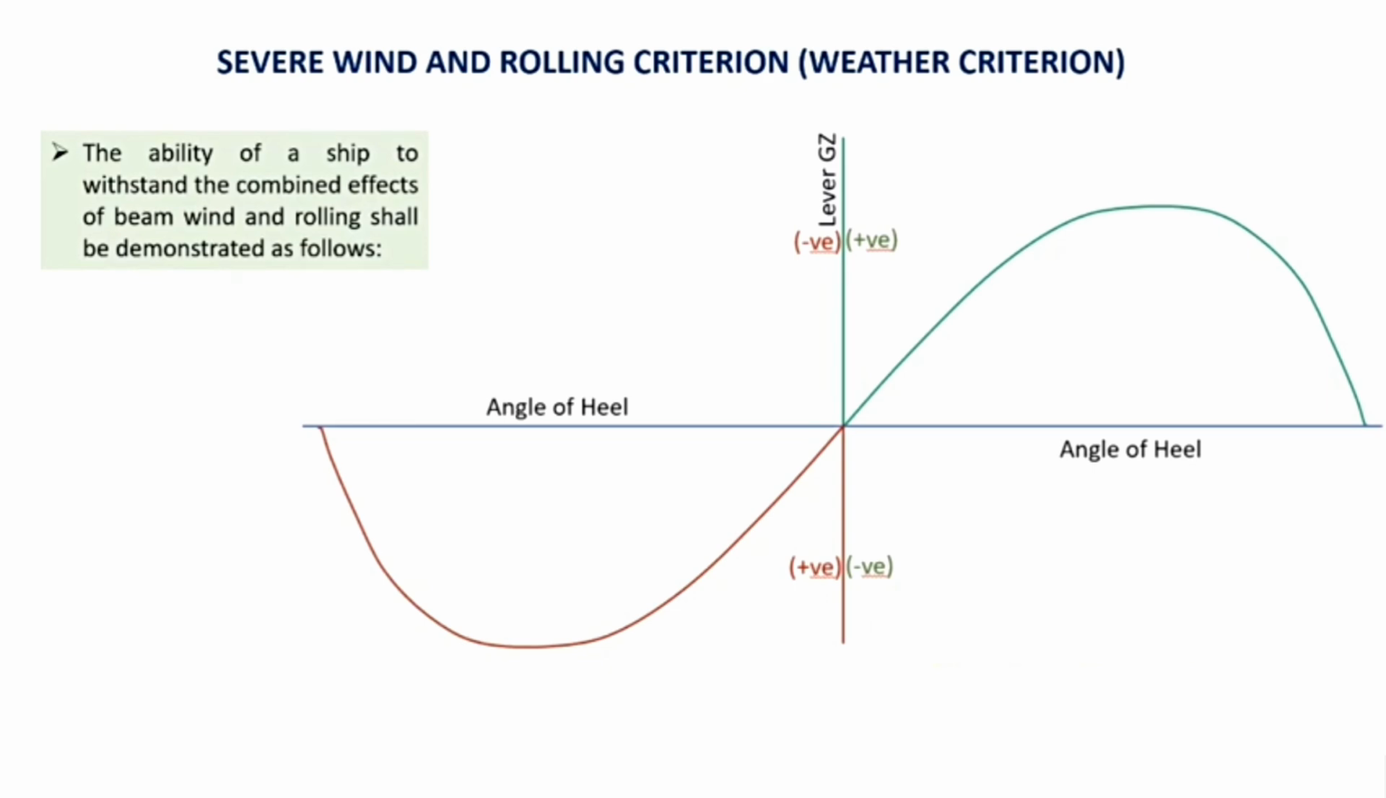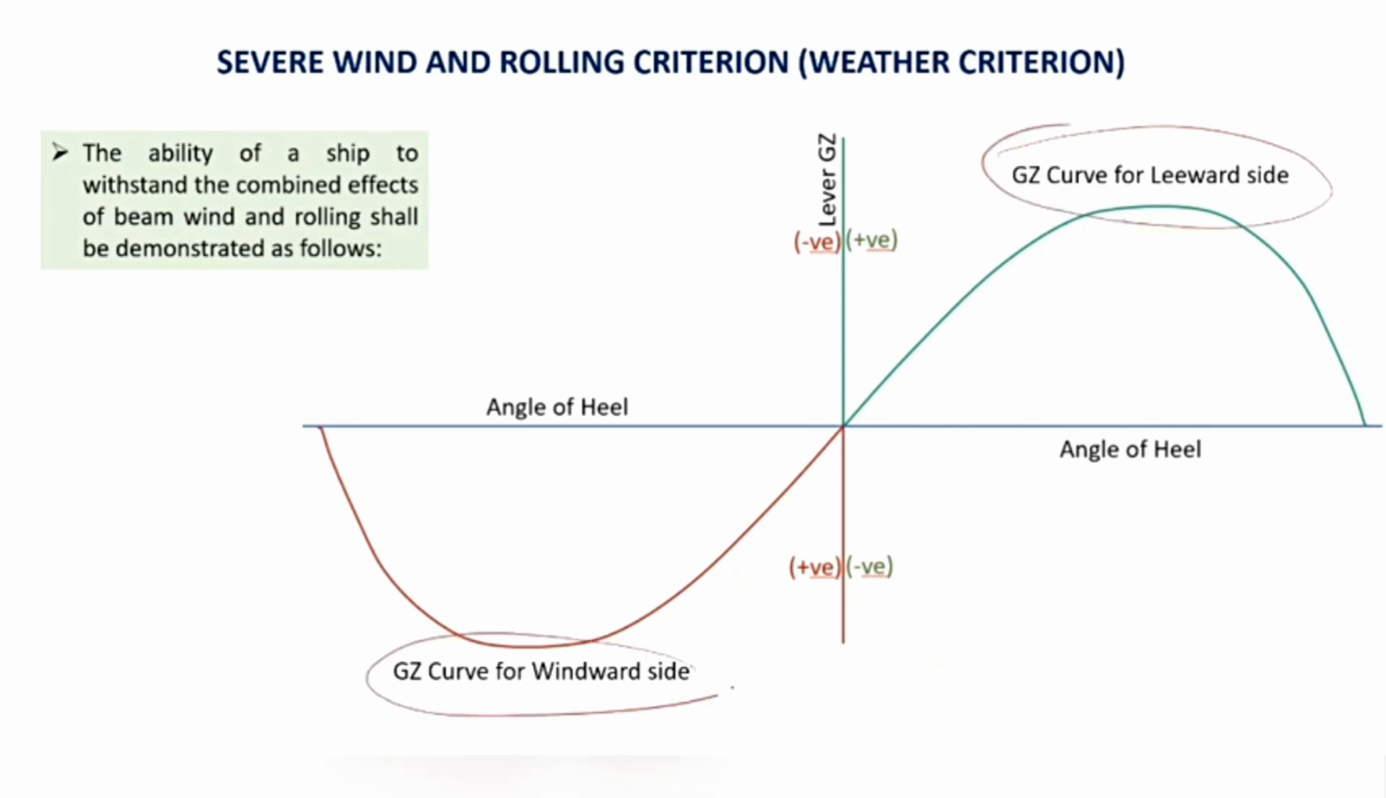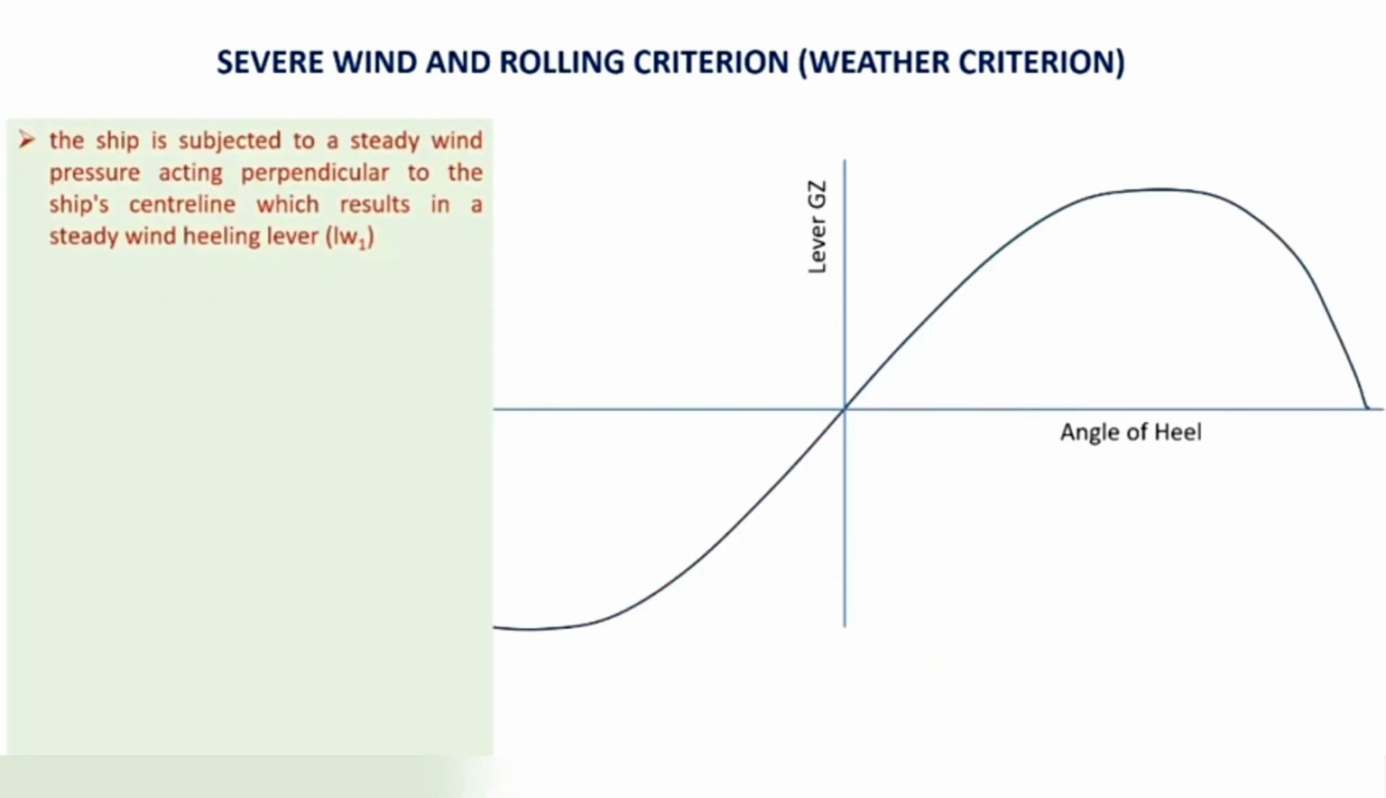Okay. Now we shall assume that, now this GZ curve is for the leeward side, this GZ curve is for the windward side. It's not written on the diagram, so in the next sheet, I'll remove all that. Wind heeling lever LW1. What does it mean? For example, now here, let us say I have the ship. GZ for this side is here. GZ for the other side is in the third quadrant.